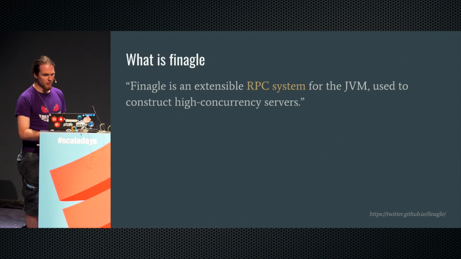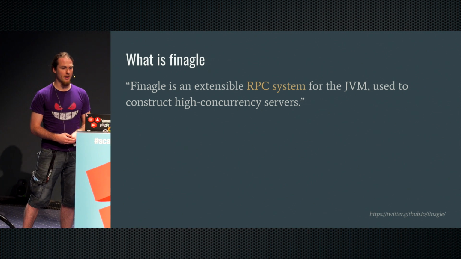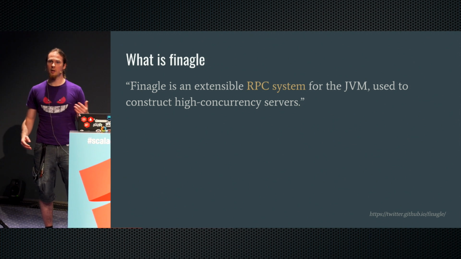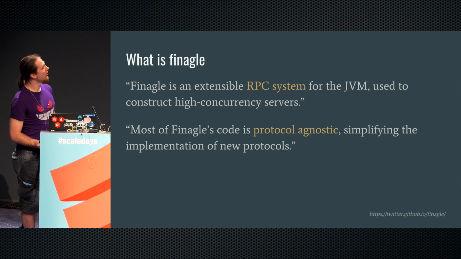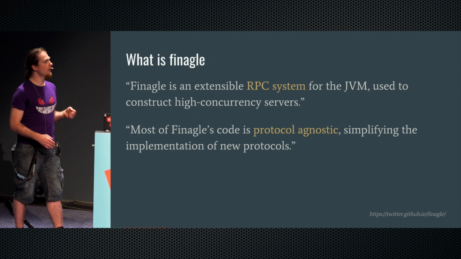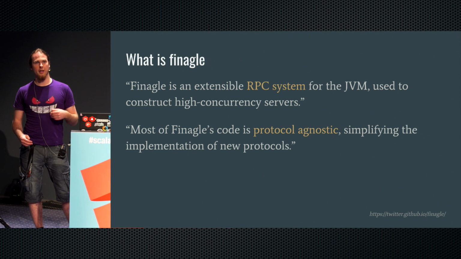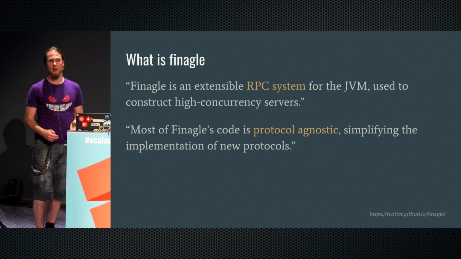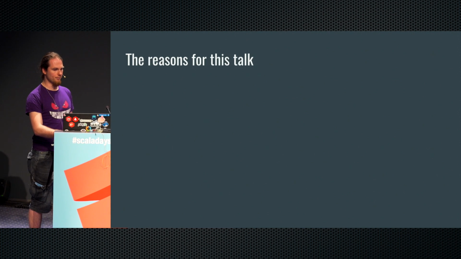That's cool. So a very brief introduction. Finagle is an extensible RPC, remote procedure call system for the JVM, used to construct high concurrency servers. Yesterday there was a nice talk from Petra about gRPC, and today we heard something about Lagom, and Finagle is just another alternative for constructing microservices. The special thing about Finagle is most of the Finagle code is protocol agnostic, simplifying the implementation of new protocols. For instance, Finagle ships with protocols HTTP, Thrift, Thrift MUX, Memcached, MySQL, and Redis. So you can build with the same abstraction and use different protocols.